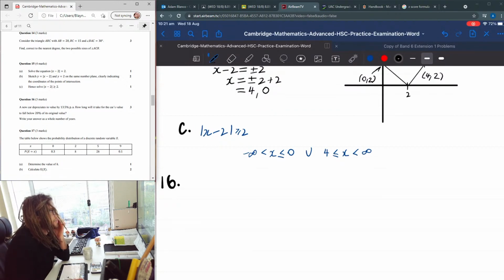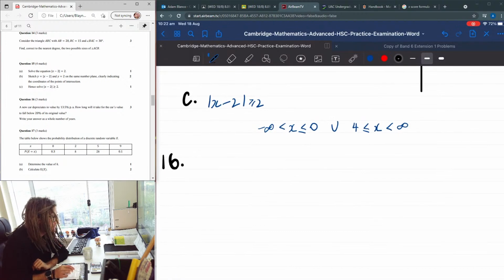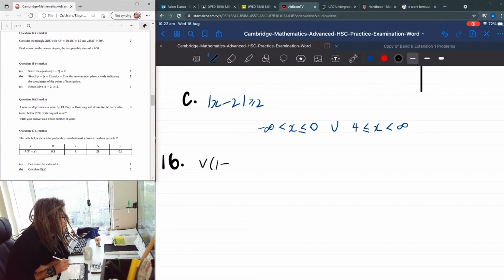A new car depreciates in value by that percentage. How long will it take for the car's value to fall below 20%? A new car, so it doesn't tell us what the price of the car is. So let's let that equal something, the value of the car, V. Now what happens to it? It's depreciating, so it's 1 minus 13.5%.